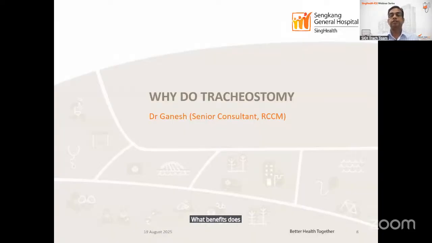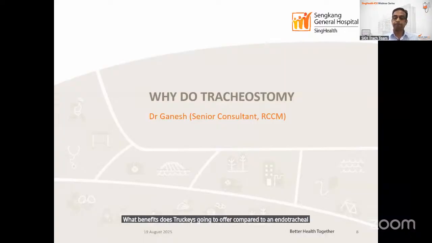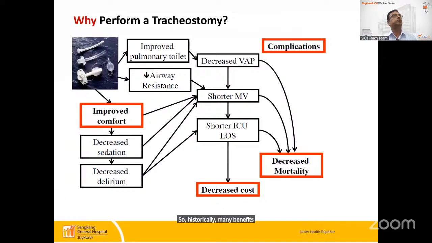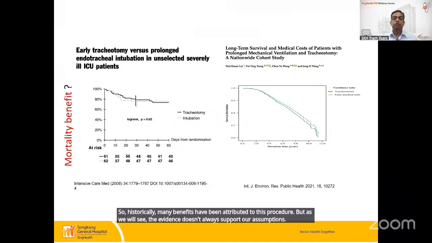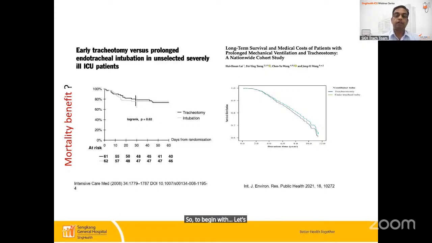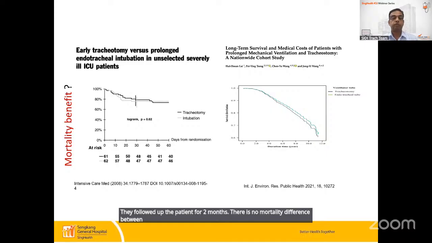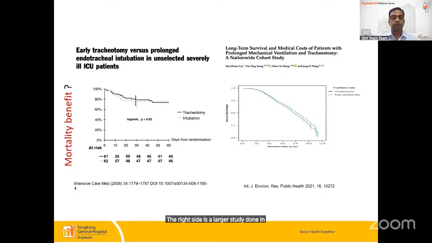What benefits does trachea offer compared to an endotracheal intubation? So historically, many benefits have been attributed to this procedure, but as we will see, the evidence doesn't always support our assumptions. So to begin with, let's see whether there is any mortality benefit. What you see on the left side is a French study done in 25 centers. They followed up the patients for 2 months. There is no mortality difference between a tracheostomy patient and those who are on long-term ventilation with endotracheal intubation. The right side is a larger study done in Taiwan. It's about 1,400 patients. Again, you can see 2 lines kissing each other. There is no difference in mortality between a trachea and intubation.